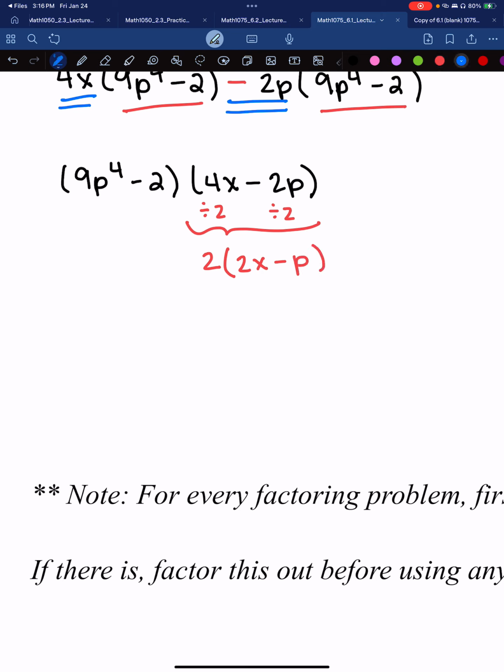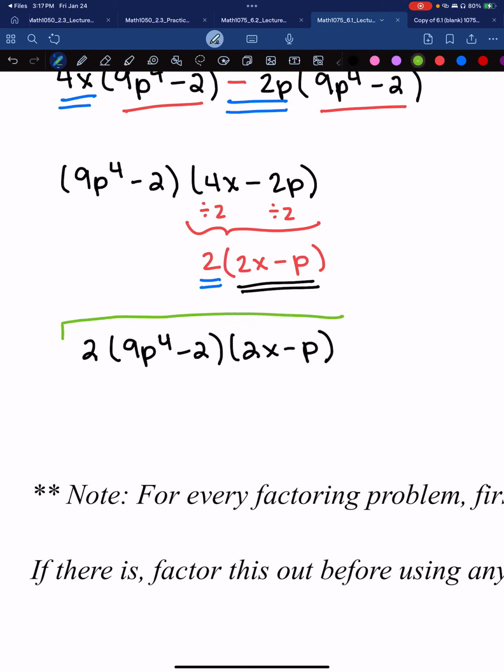And when we have a scalar or a number that's being multiplied into the parentheses, typically we just put it on the outside. And then we will rewrite our first one, that was already done, and then this other part. And then we are done.